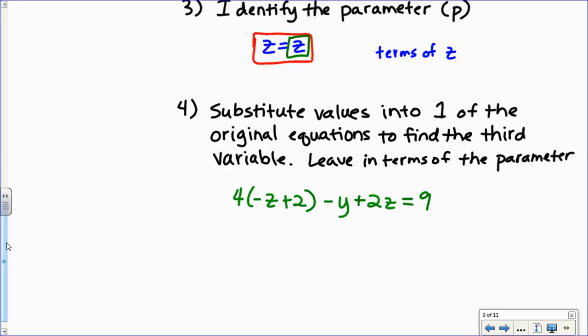Okay. I have an x equals and a z equals. I need a y equals. So I'm going to distribute, combine like terms, and get y equals. And it will be in terms of z, which is what I wanted. So negative 4z plus 8 minus y plus 2z equals 9. Combine your like terms.